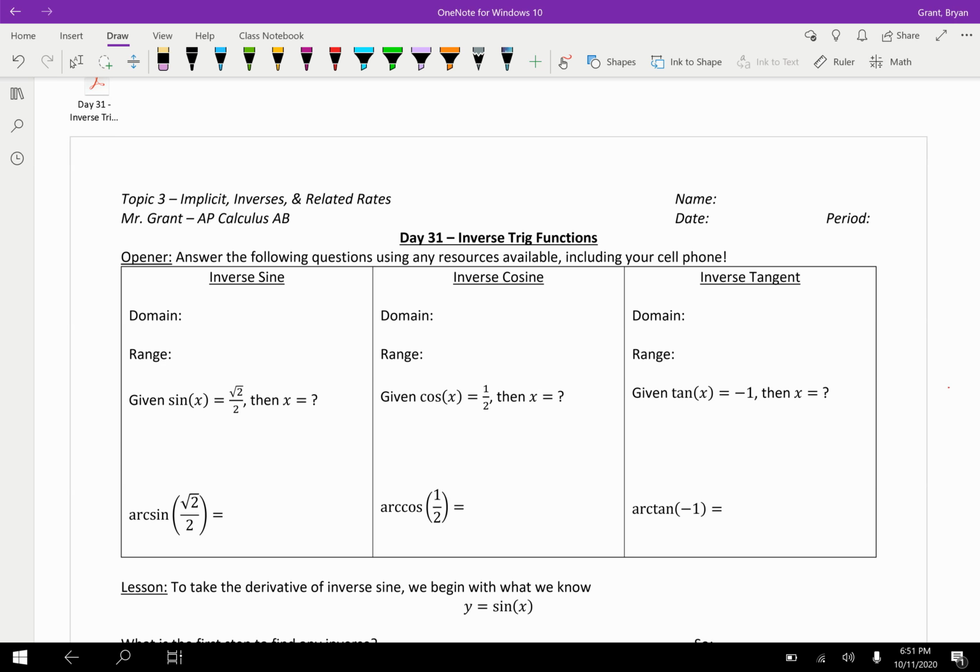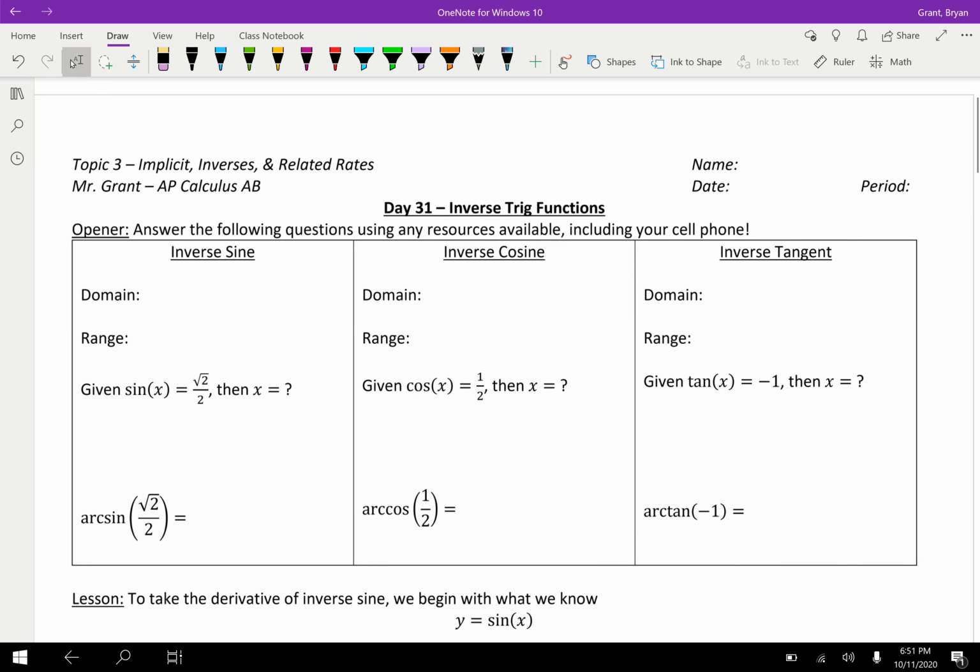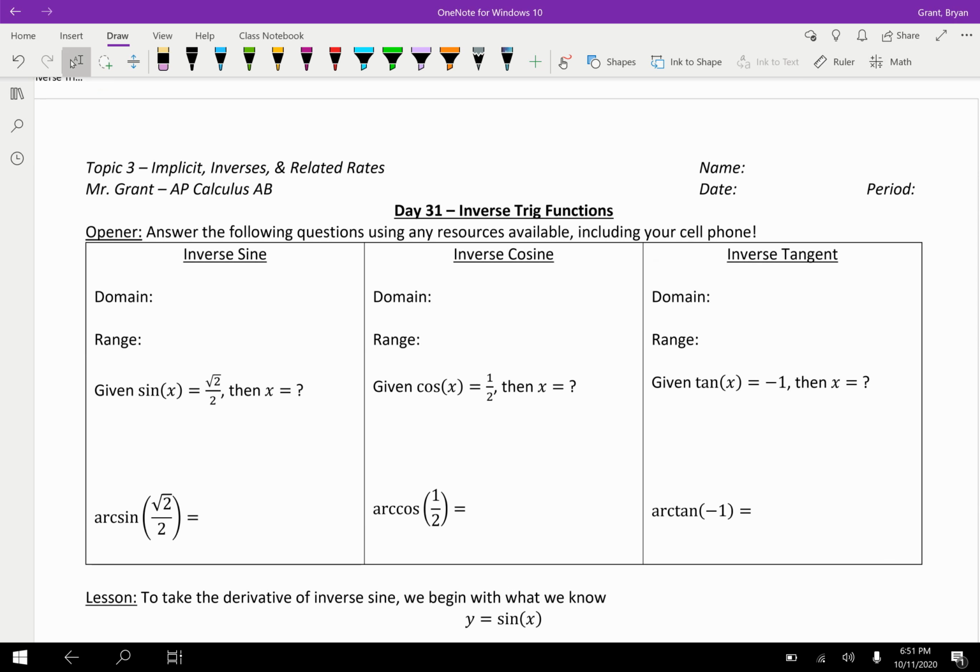So I would suggest that you try to tackle this opener, inverse sine, inverse cosine, inverse tangent, on your own, but please use any resources you want. So use your cell phone to look it up. I think if you do your own research instead of listening to my soothing voice, you'll probably retain a little bit more. And do your best to answer each of these questions.